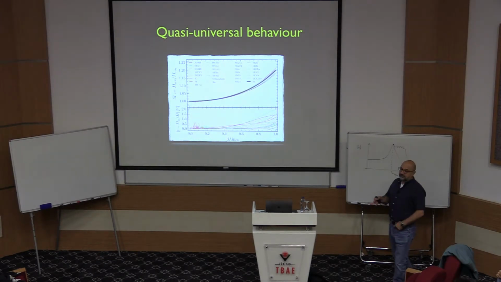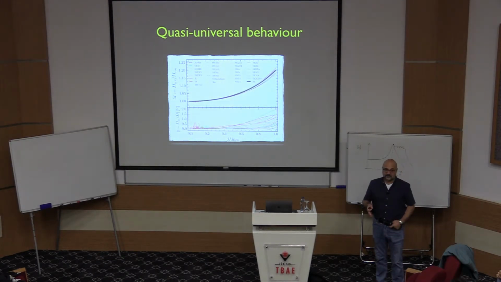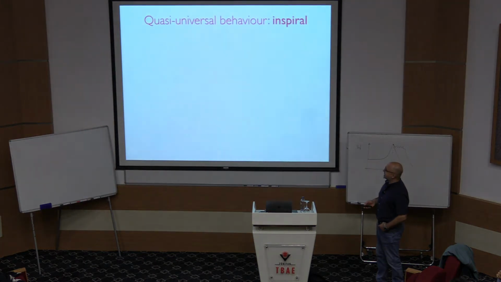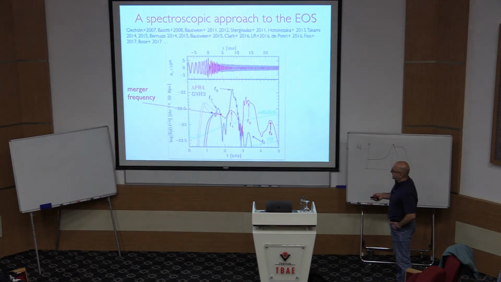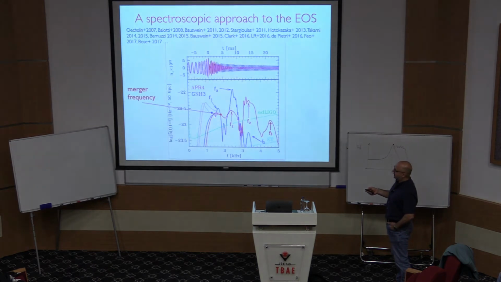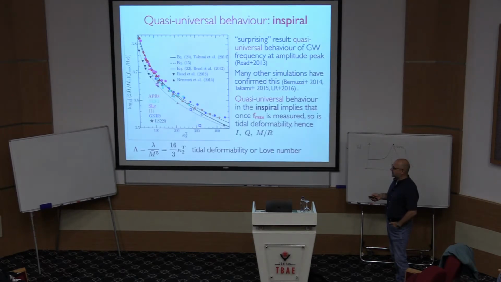Now, all of this would not be useful if there weren't universal relations. And by that, I mean the possibility of relating one of these signatures with some properties of the star, independently of the equation of state. The equation of state we don't know. But imagine that what we do is exactly this. We take all of these dots, because we are computing all of them, and we plot them versus some property of the star, say the love number.